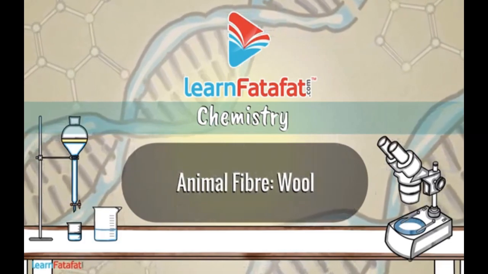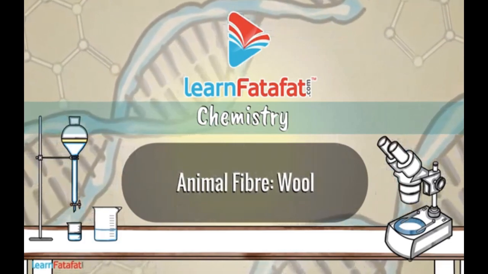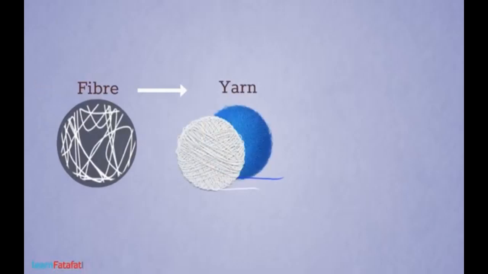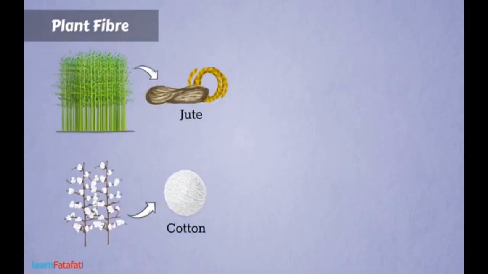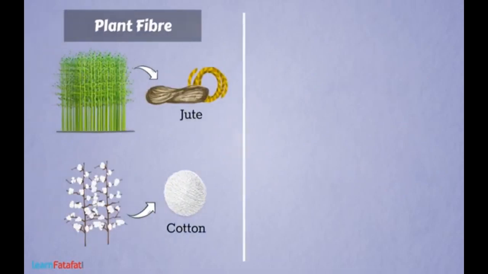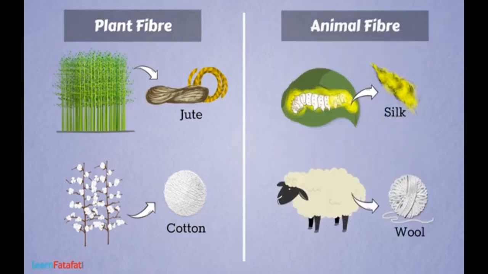Animal fiber, wool. Fibers are used to make yarn, which in turn is used to make fabric. Fibers obtained from plants are plant fibers, while those obtained from animals are animal fibers. For example, wool and silk. In this video, we will talk about wool.